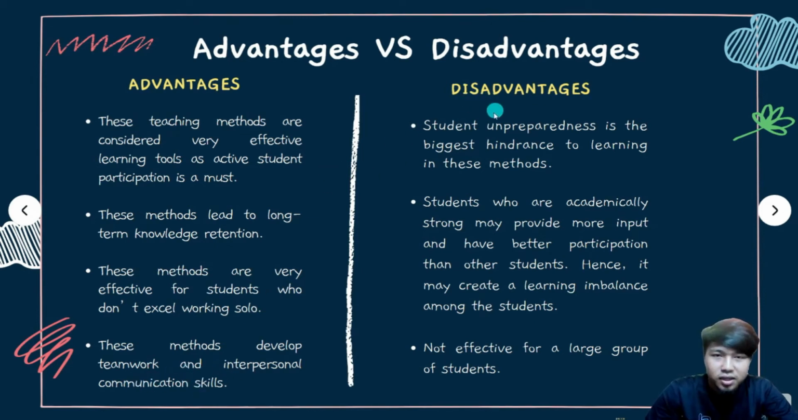As for the disadvantages, student unpreparedness is the biggest hindrance to learning in this method. Students who are academically strong may provide more input and have better participation than the other students. Hence, it may create a learning imbalance among the students. It is also not effective for a large group of students.